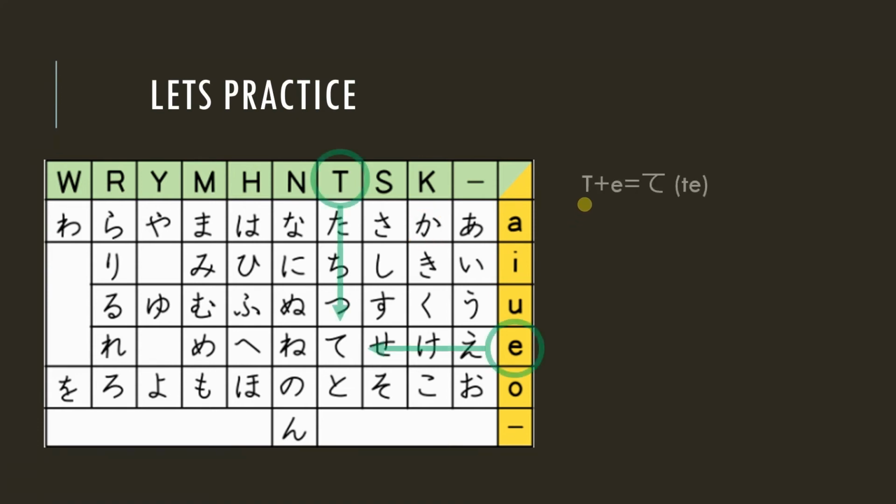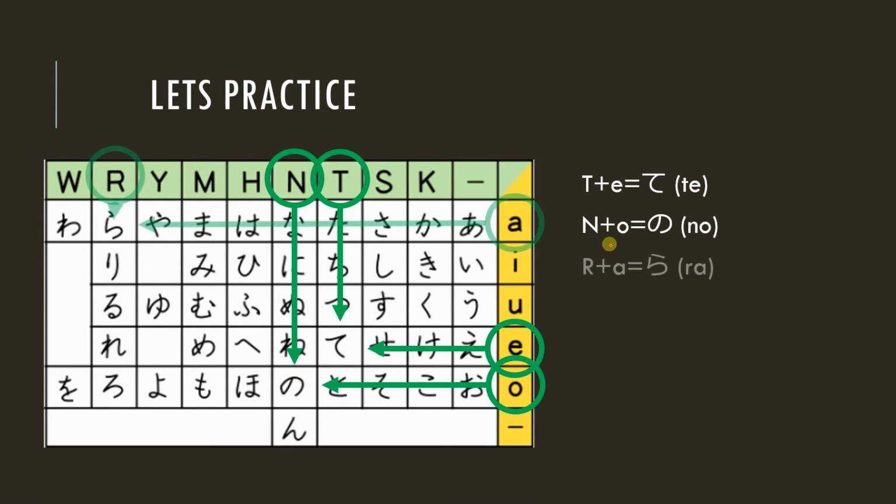Alright, so let's look at some other examples. T, e. That gives us te right here. Te. N and o give us no, no. And then we have the Japanese r and a to get ra, ra.